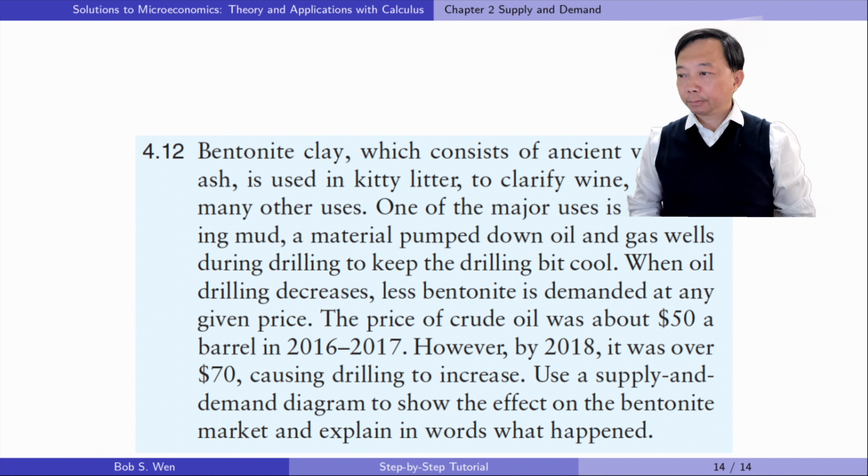Let's solve exercise 4.12. Bentonite clay, which consists of Asian volcanic ash, is used in kitty litter, to clarify wine, and for many other uses. One of the major uses is for drilling mud, a material pumped down oil and gas wells during drilling to keep the drilling bit cool. When oil drilling decreases, less bentonite is demanded at any given price. The price of crude oil was about $50 a barrel in 2016 to 2017. However, by 2018, it was over $70, causing drilling to increase. Use a supply and demand diagram to show the effect on the bentonite market and explain in words what happened.